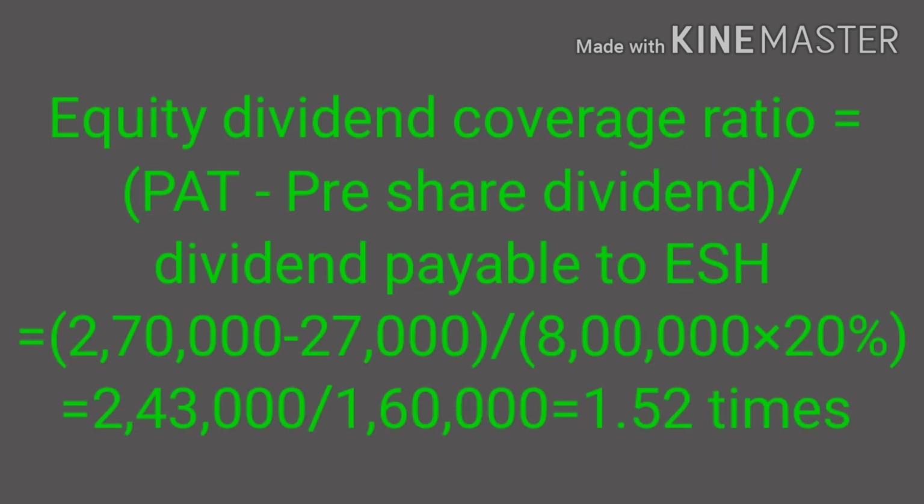Profit after tax is 2,70,000 and preference share dividend is 27,000, we know. Dividend payable to the equity shareholders is 8 lakh into 20%, because 20% is the dividend rate. So 2,43,000 divided by 1,60,000 is equal to 1.52 times.